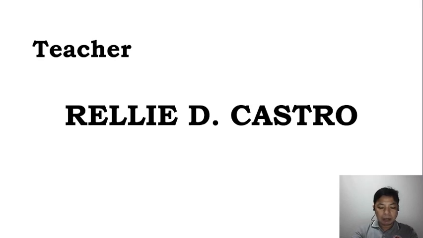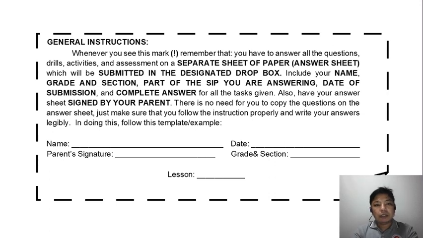Before we start, let us take a look at the general instructions of the module. So for the general instructions, whenever you see this mark, the exclamation point, remember that you have to answer all the questions, drills, activities, and assessment on a separate sheet of paper. So you are going to be using a separate sheet of paper for your answers. Don't write anything on your modules.